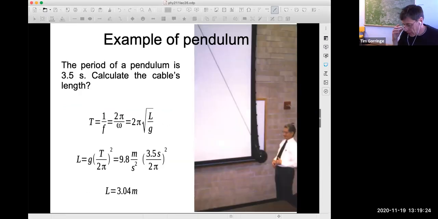Okay, now I've got a few examples of calculations involving different pendulums. And this one's a warm-up exercise. This one's easy, I think. Straightforward, I think.